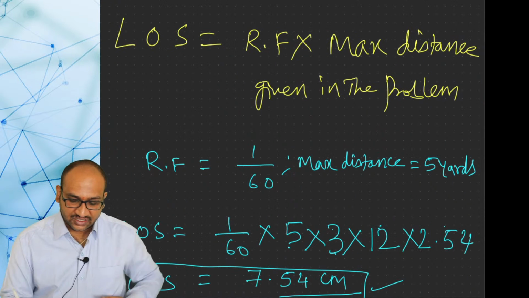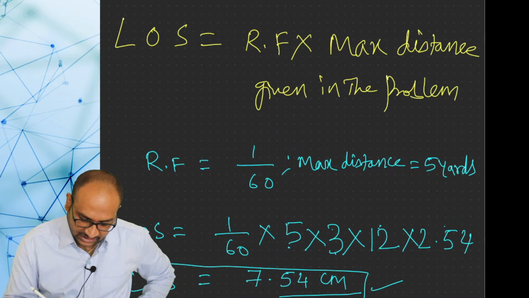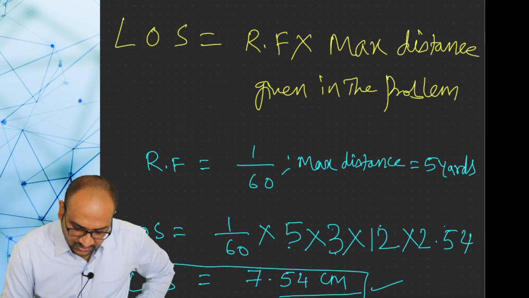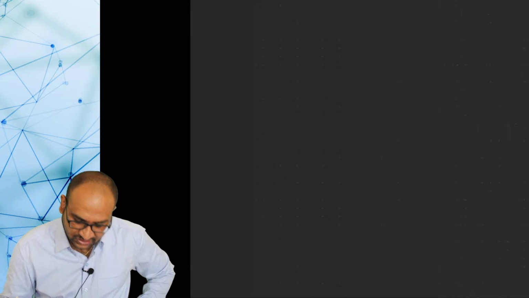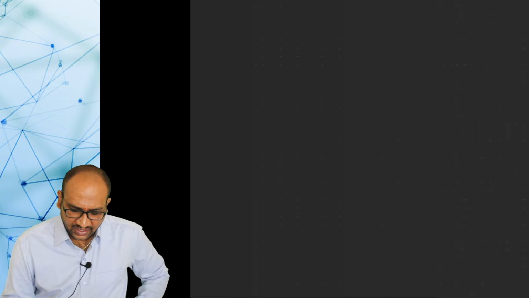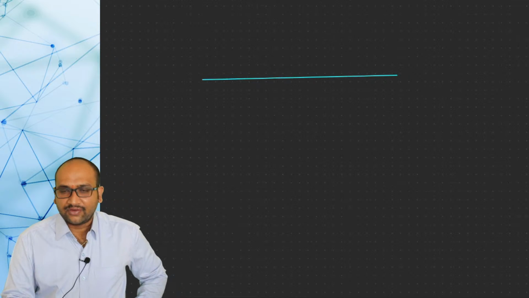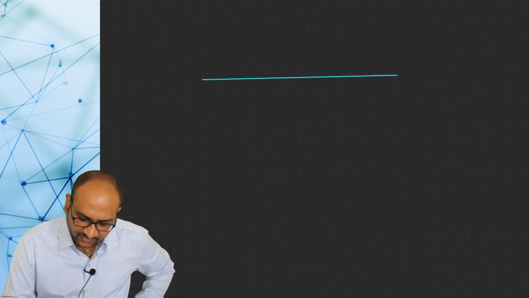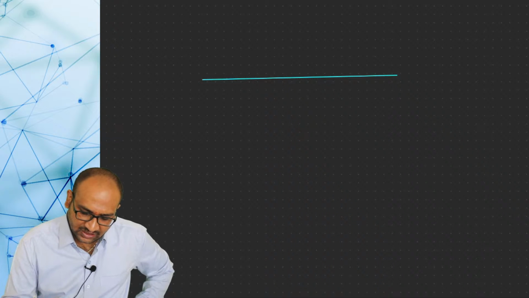Now construction. How to construct a plain scale? Our final step is construction. So first you have to draw a 7.54 centimeter straight line, and then divide this straight line into 5 equal parts. Here why are we dividing into 5? Because the maximum distance given in the problem is 5 yards.